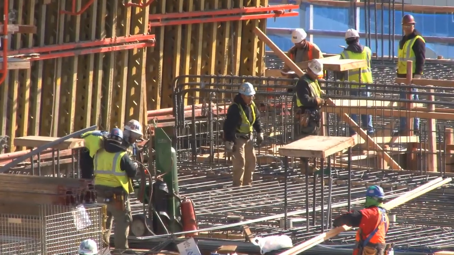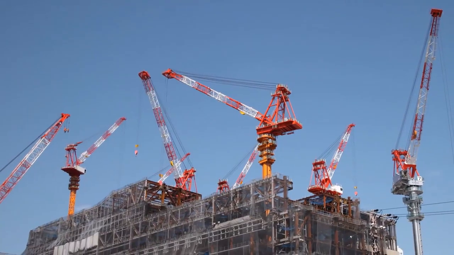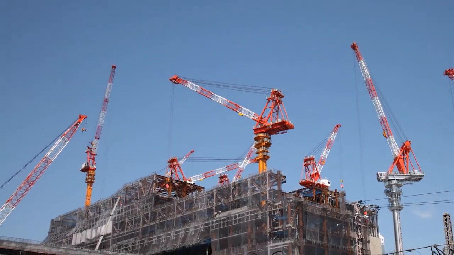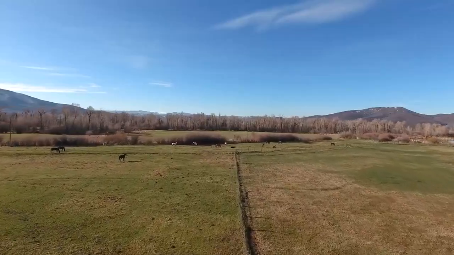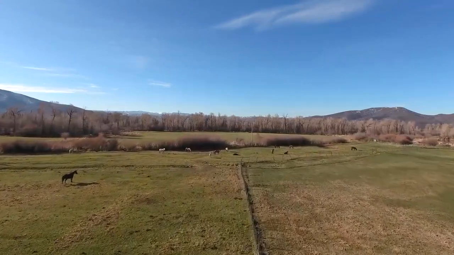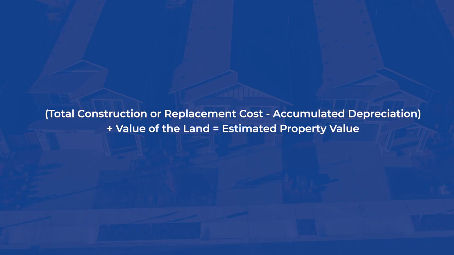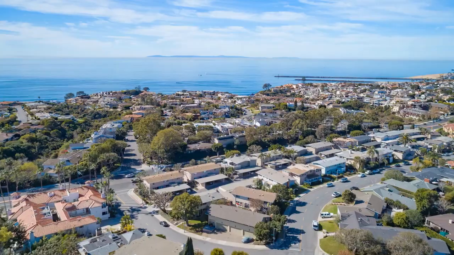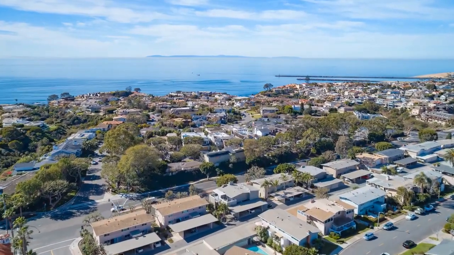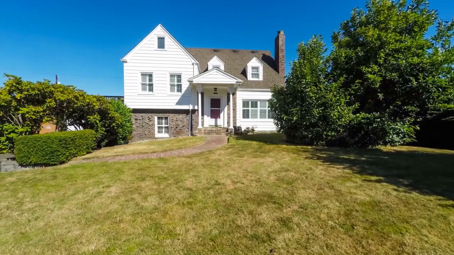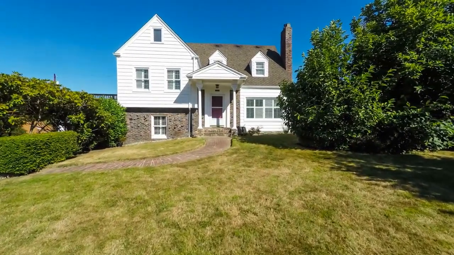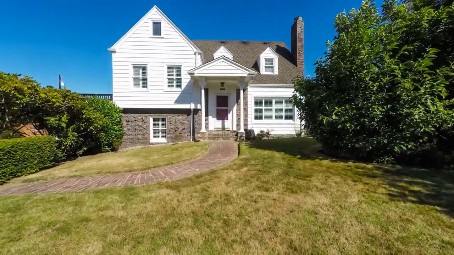The estimated value is the construction cost for an equivalent building minus the value that has been lost from wear and age, known as depreciation, plus the value of the land. So, that valuation method could look like this: total construction, or replacement cost, minus accumulated depreciation plus value of the land equals estimated property value. The replacement cost approach works best when it's used to estimate the value of residential properties like houses. When the property doesn't produce any income, this is the method that can be relied upon to find the value.